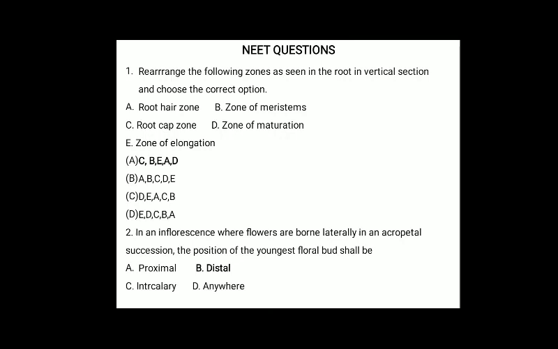Then the second question: in an inflorescence where flowers are borne laterally in an acropetal succession, if the flower is youngest, the floral bud shall be? For this, the correct answer is distal region, because in acropetal succession, the younger floral buds are towards the growing point and the oldest is towards the basal region.